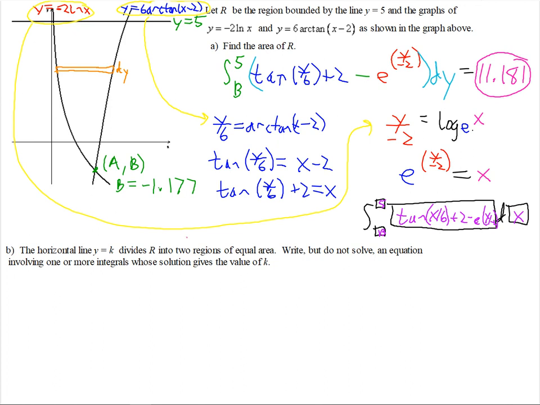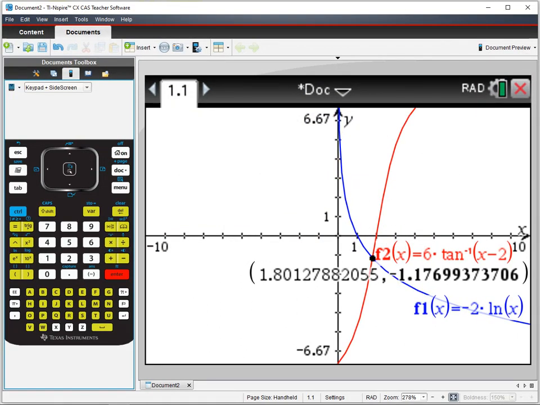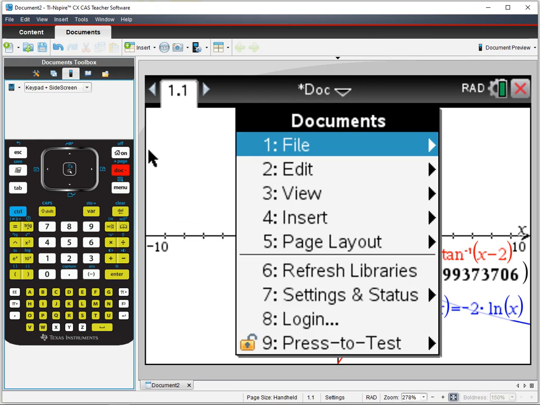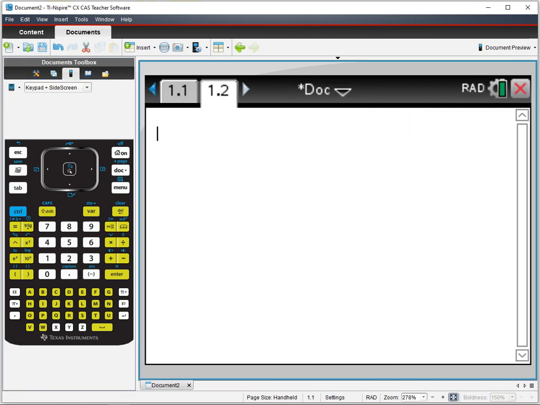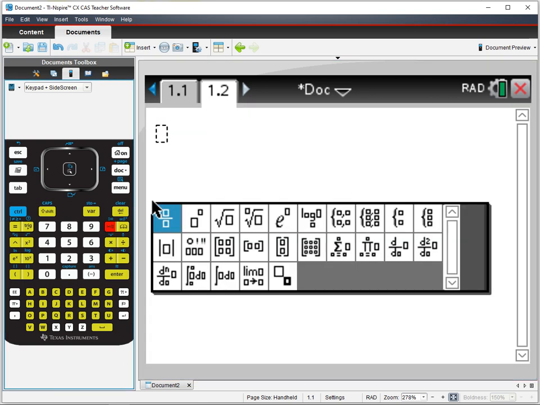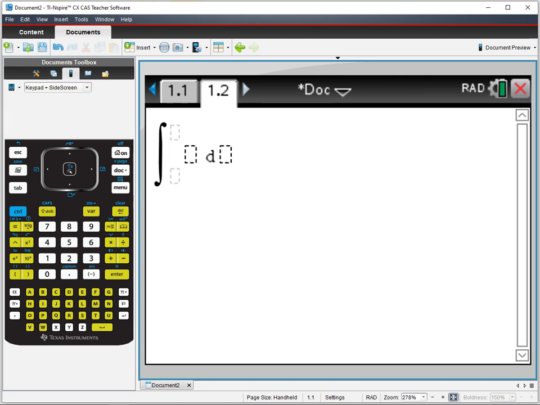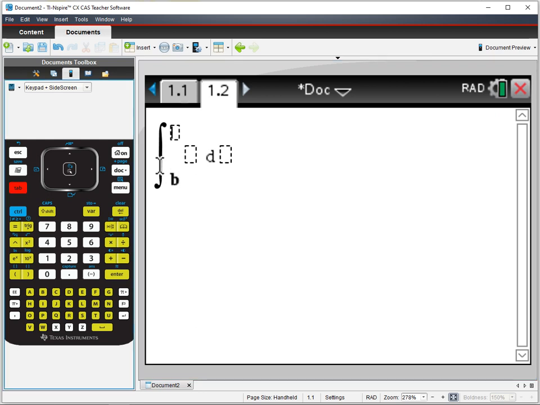And then on the Inspire, go doc, insert calculator. Now in the Inspire, you could use x, or on this one, you can really use any variable when you're evaluating an integral, unlike the 84 or 83. So you can do either way. So if you want to use y, you could put the lower limit as b. We stored it as b. Tab, upper limit 5.